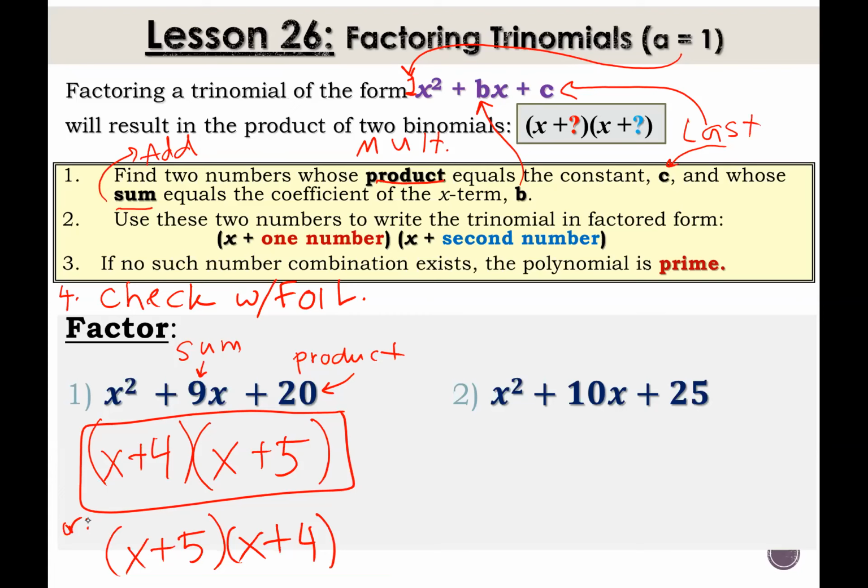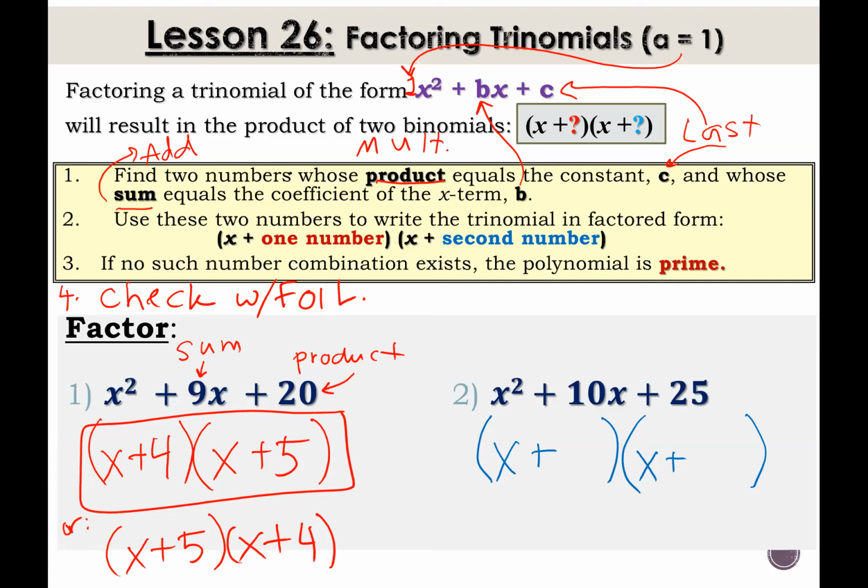All right, let's do one more that's similar. Okay, so we'll go to number 2, x squared plus 10x plus 25. So once again, we can set up our parentheses. It's going to be x plus something times x plus something. So x plus something and x plus something. The somethings, okay, those are the numbers that we need to come up with.